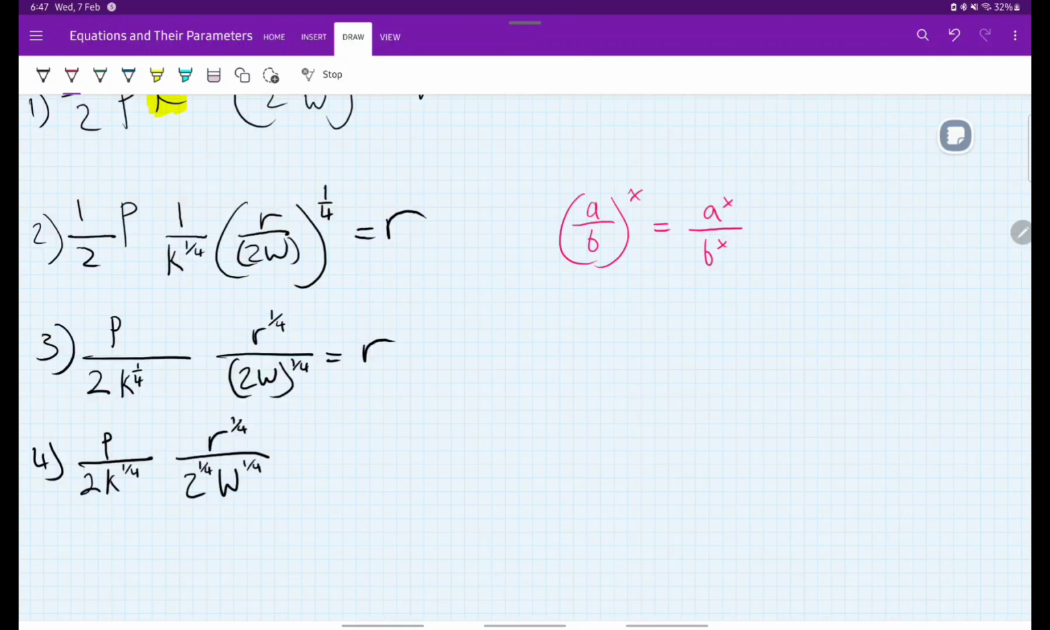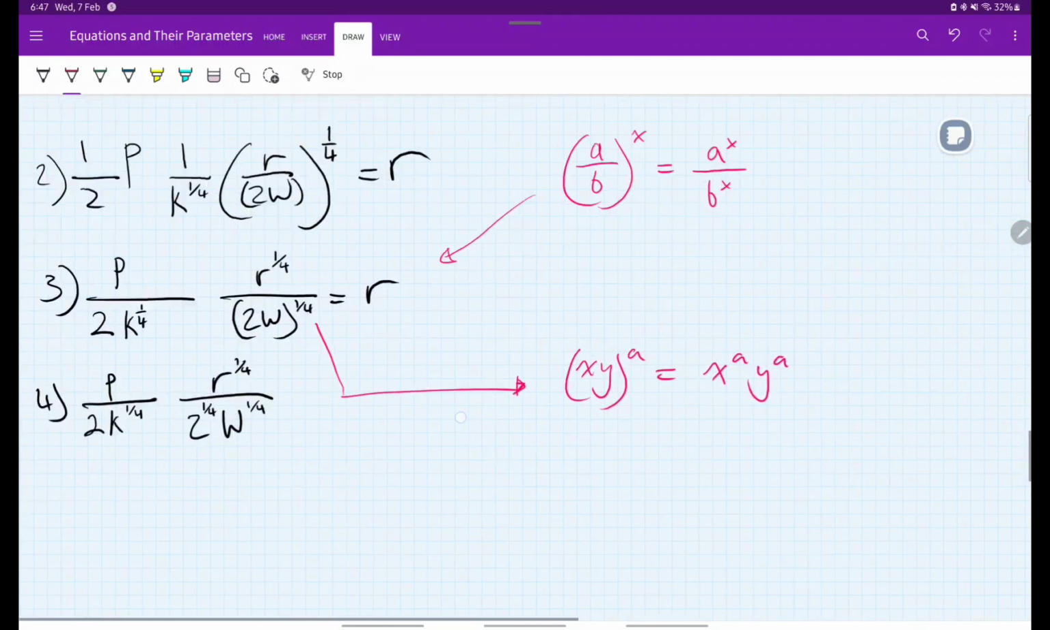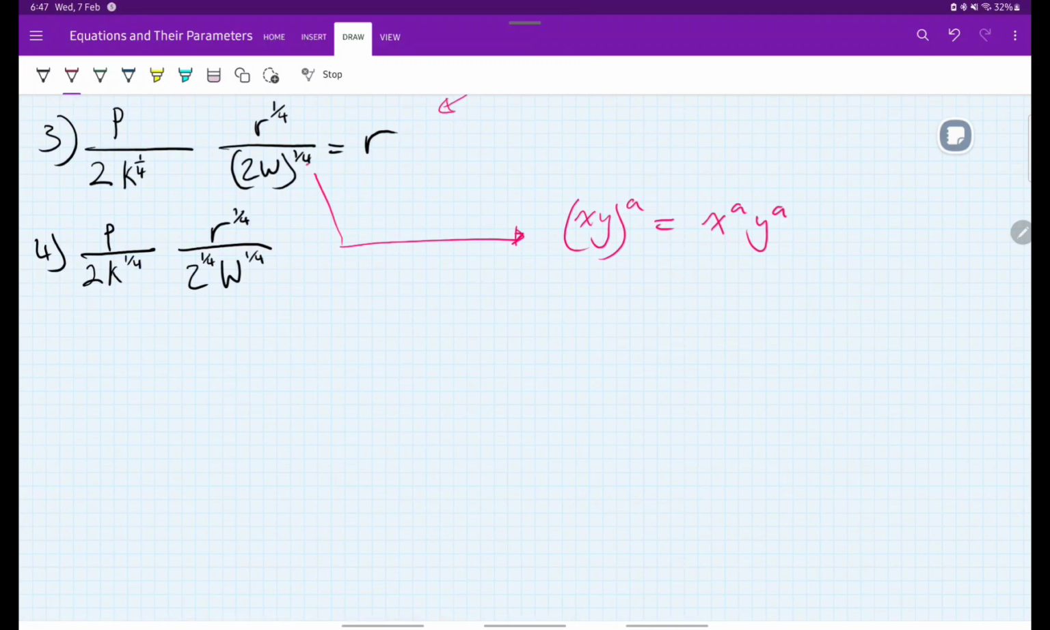Much like this for that. Well, that one. Yeah. That's where you get the distribution of the 1/4 across there. Okay, step 5. Bringing that all together.